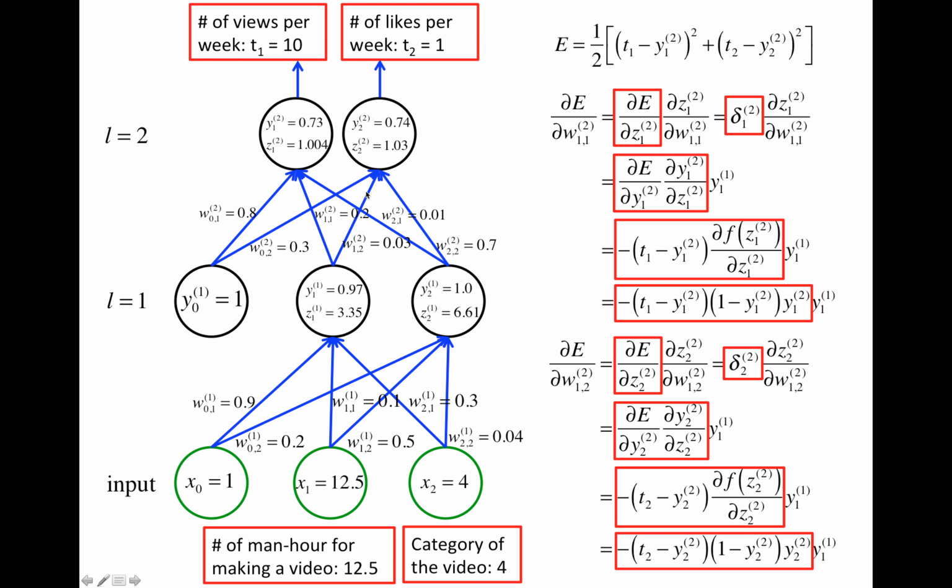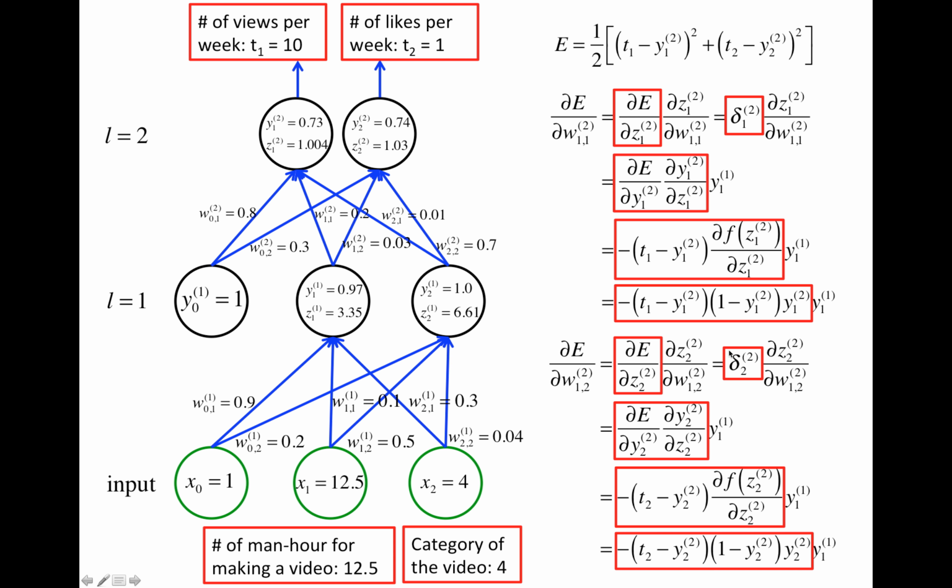W212 only contributes to this logit, Z22. Right. So again, applying the chain rule, it equals partial E partial Z22, multiplying partial Z22 partial W212. And here we have introduced another definition. So partial E partial Z22 is defined as a single delta 22.